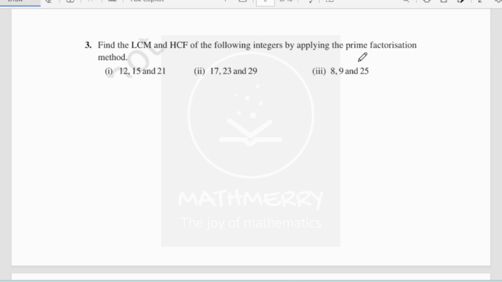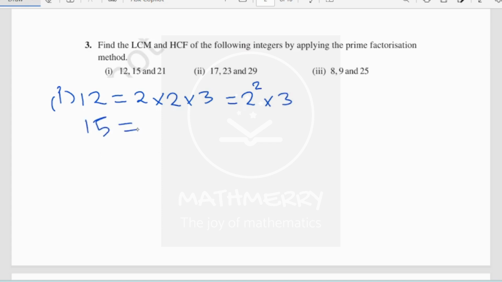So find the HCF and LCM of the following integers by applying the prime factorization method. First we have 12, 15 and 21. For 12, we can write 12 is equal to 2 into 2 into 3, and that is equal to 2 square into 3. Now what about 15? 15 we can write as 3 into 5. And 21 we can write as 3 into 7. So these are the prime factorizations of 12, 15 and 21.